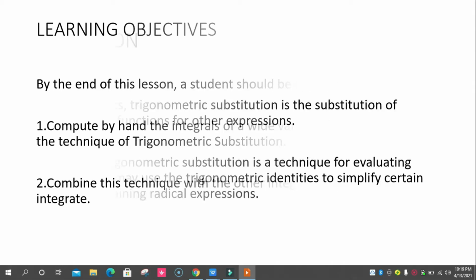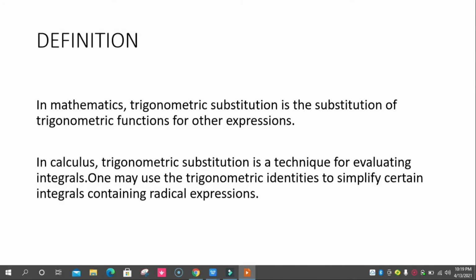Okay, let's proceed. What is trigonometric substitution? In mathematics, trigonometric substitution is the substitution of trigonometric functions for other expressions, while in calculus, trigonometric substitution is a technique for evaluating integrals. One may use the trigonometric identities to simplify certain integrals containing radical expressions.